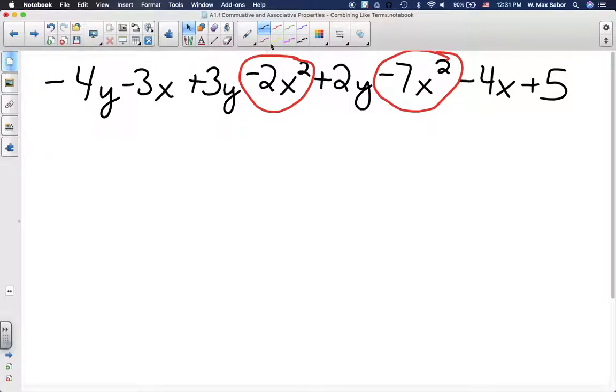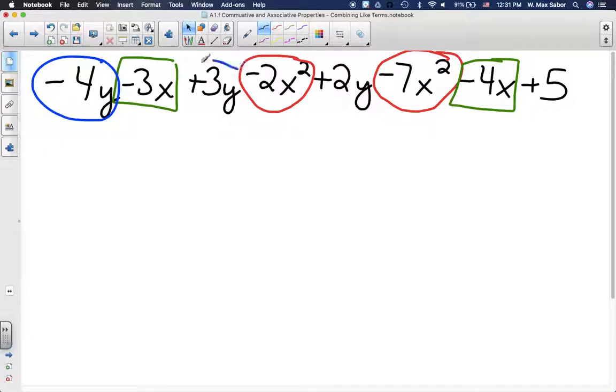So, what other things are like terms? Let's see. There's x's. There's negative 3x and negative 4x. And then there's a bunch of y's. And then 5 doesn't have any like terms this time.